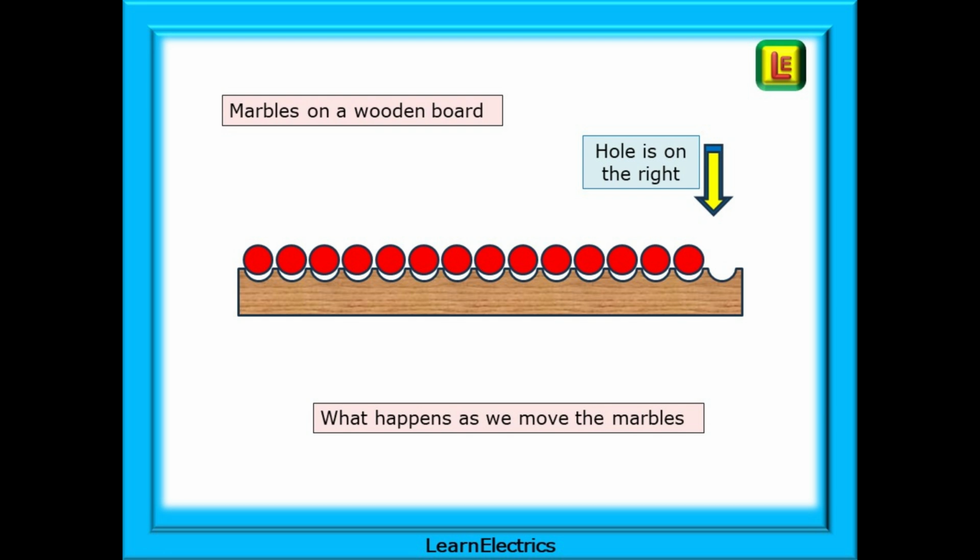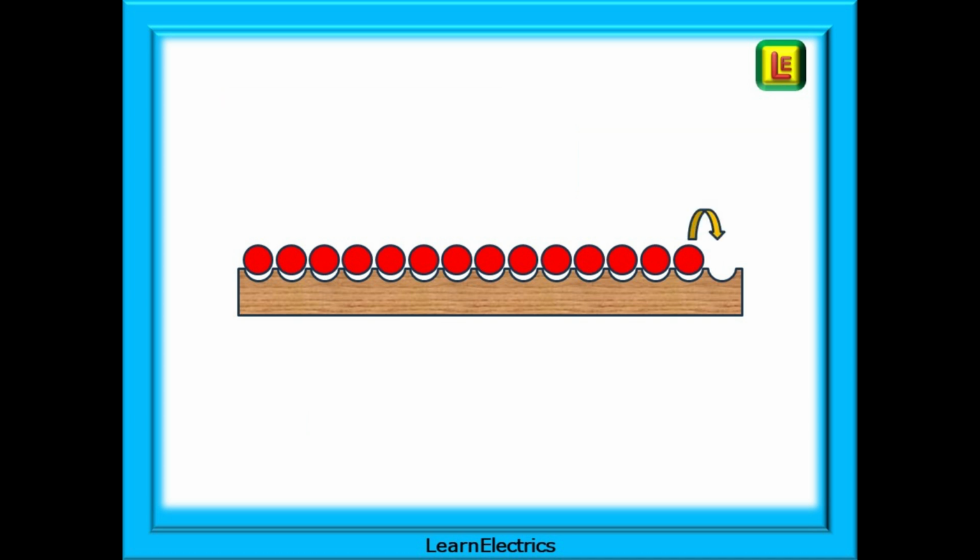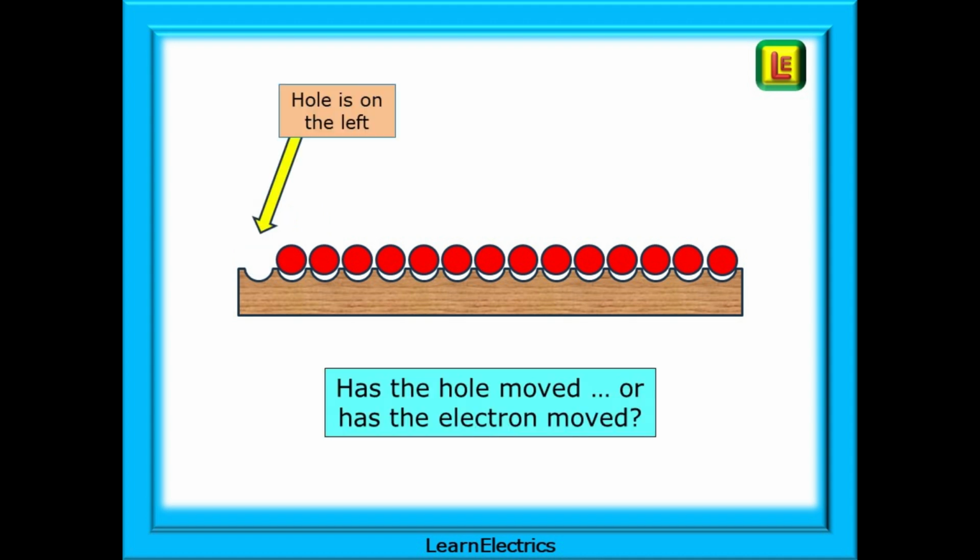Imagine a wooden board with a series of holes drilled into it. In each hole is a marble, except for the hole on the furthest right. The rightmost marble can move into the hole to its right. This leaves a hole into which the next marble can move. This, again, leaves a hole and an opportunity for the next marble to move to the right. And so the process repeats itself. Marbles move to the right and holes move to the left.